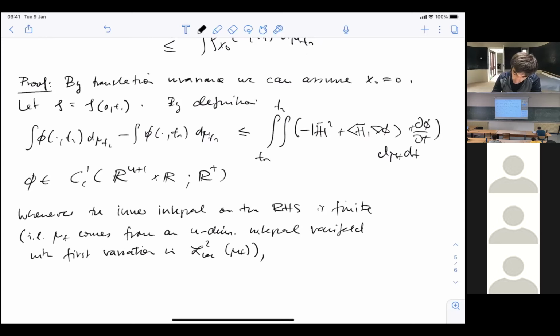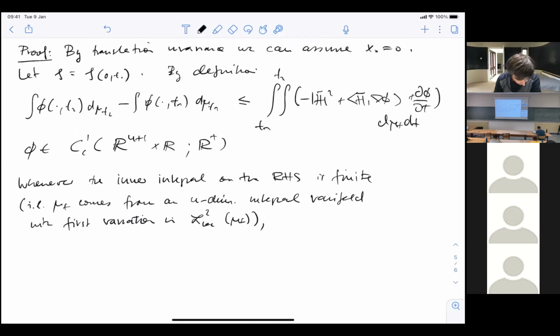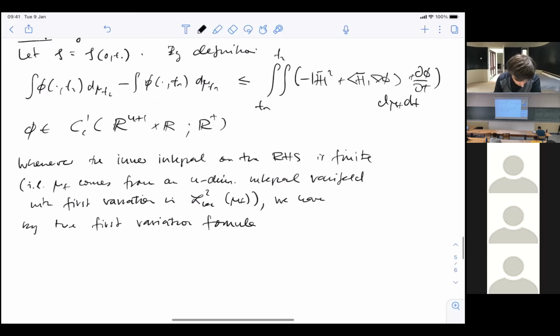So for almost every time, this makes sense on the right-hand side. So we have a varifold, and we can integrate. For these times we can now compute. We have, by the first variation formula, if you integrate, the integral over h squared times phi plus h grad phi plus d phi by dt, d mu_t.